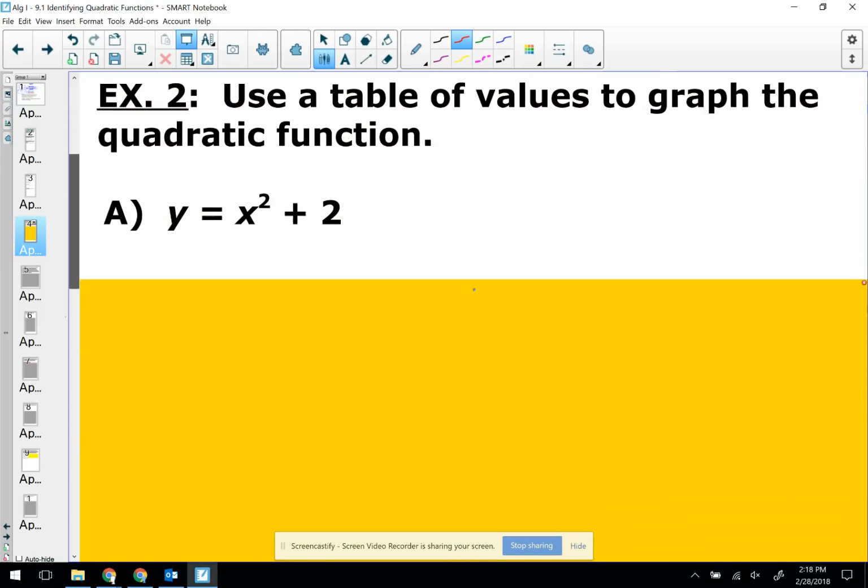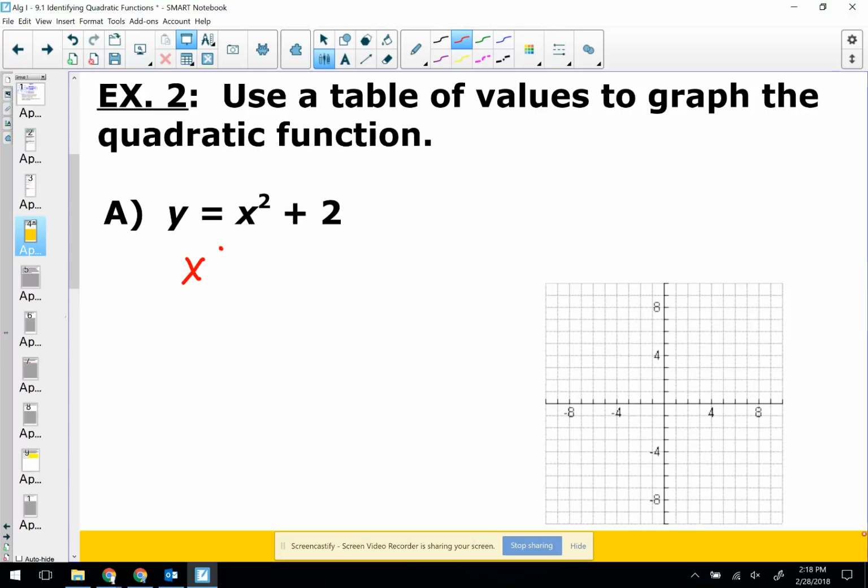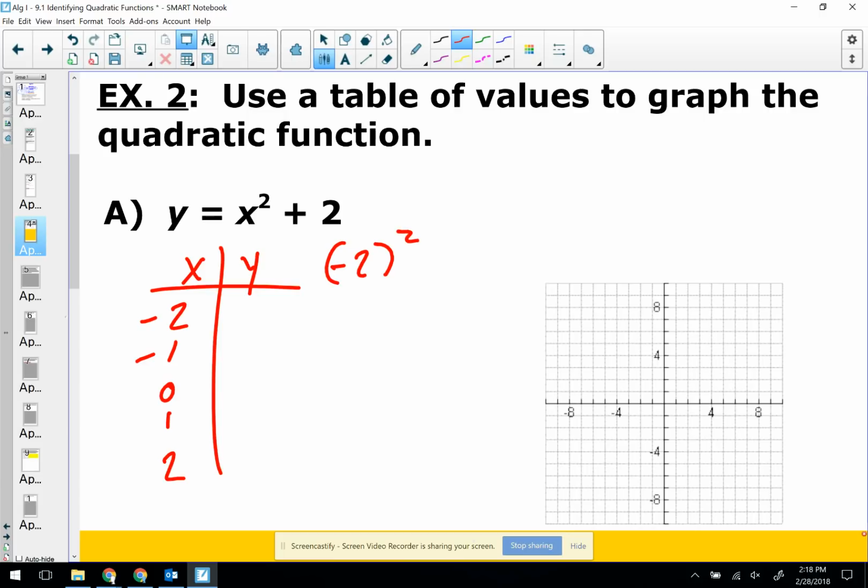All right, so here's what we're going to do. Do this with me. We're going to have a table of values, and we're going to graph this function. Okay, so here's my table of values. What do we always do? -2, -1, 0, 1, 2. Let's see what happens. If I plug in -2, I get -2 squared plus 2. Make sure that you plug that in your calculator with those parentheses, because if you don't, it's going to come out wrong. It's a +4 plus 2, +6.